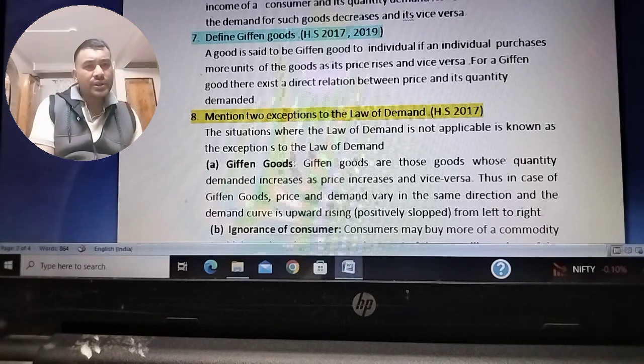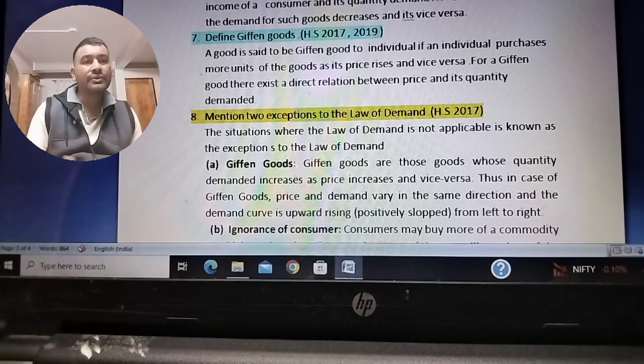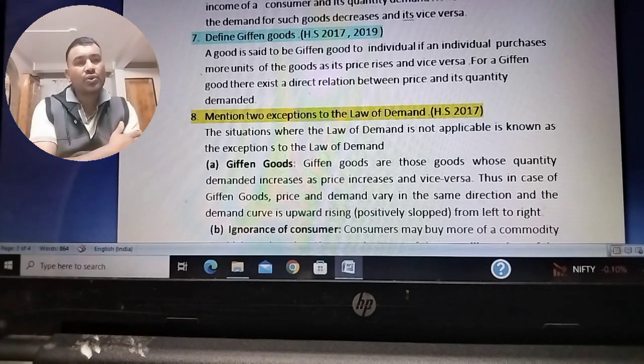A good is said to be a Giffen good to an individual if the individual purchases more units of the good as its price rises and vice versa. For a Giffen good, there exists a direct relation between price and its quantity demanded.